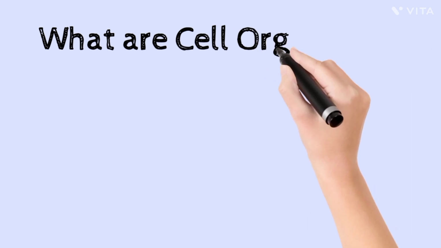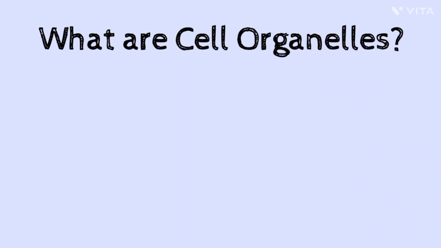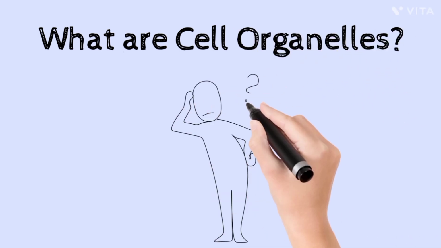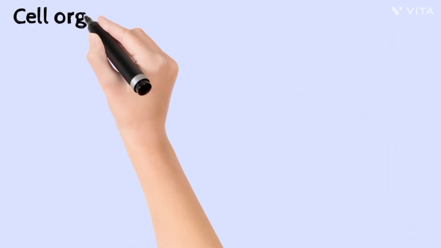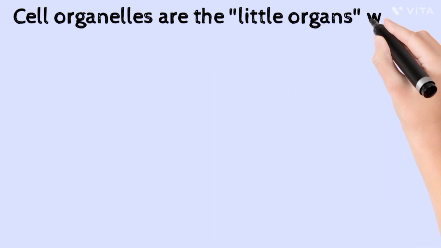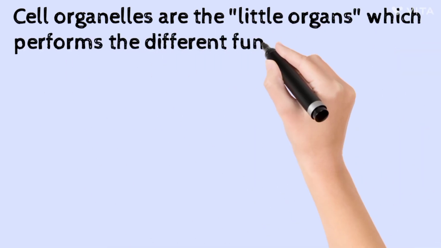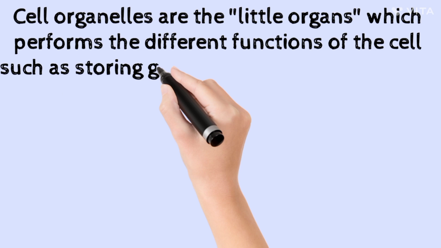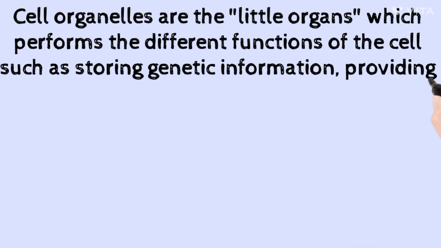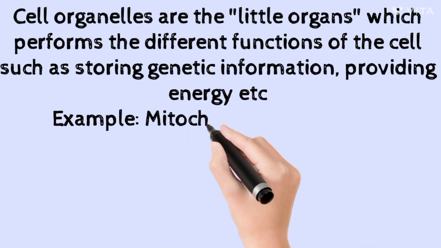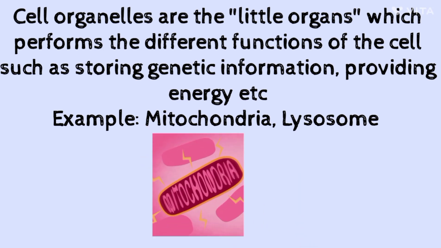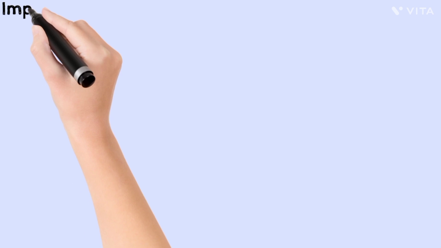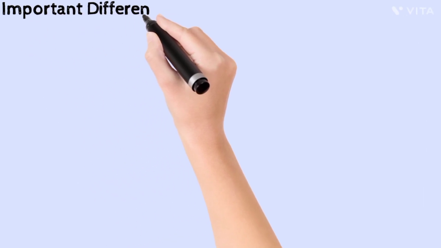Now let us move on to what are cell organelles. From the diagram, we can see that cell organelles are the little organs. They perform the different functions of the cell, such as storing genetic material, providing energy, etc. Like the organs which are present in our body, cell organelles are the organs which are present in the cell.